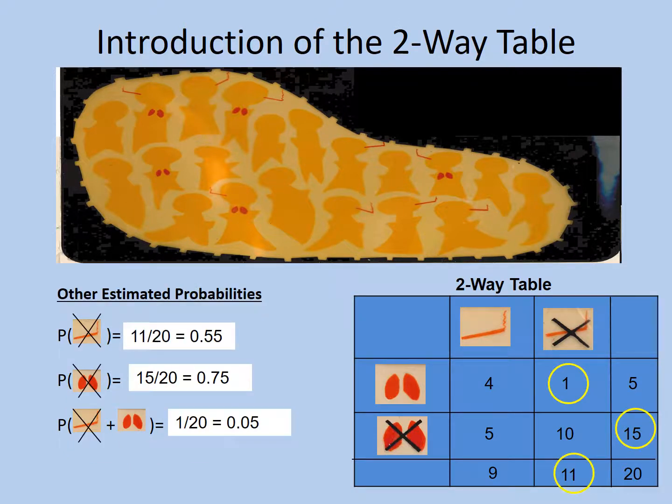There are several other probabilities that we could estimate from this table. For instance, the estimated probability of not smoking is 11 over 20, or 0.55. The estimated probability of not having respiratory illness is 15 over 20, or 0.75. And the estimated probability of not smoking but having respiratory illness is 1 over 20, or 0.05.